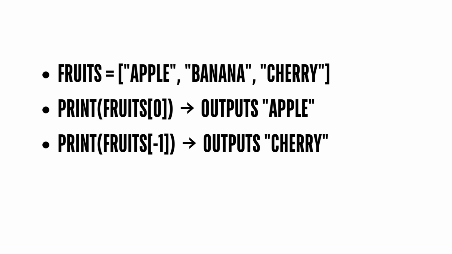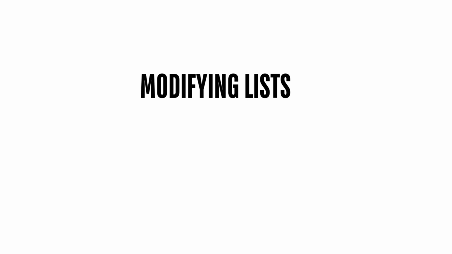Modifying lists. Lists are mutable, meaning we can change, add, or remove items after creating them. Here's how we can modify a list. To change an item, simply assign a new value. fruits[1] = orange, which changes banana to orange. print(fruits), output: apple, orange, cherry.